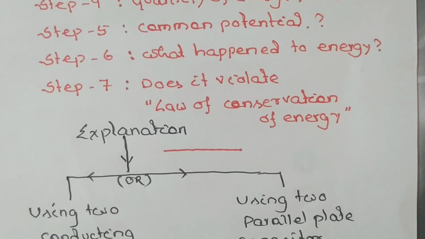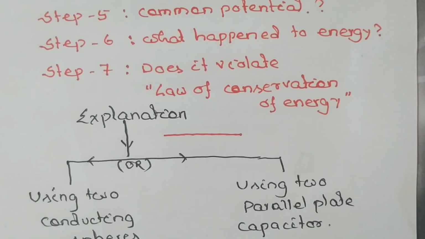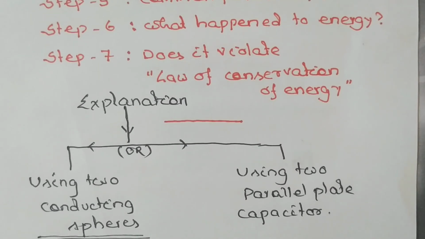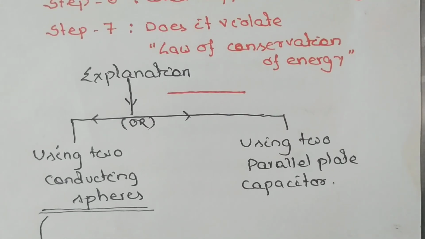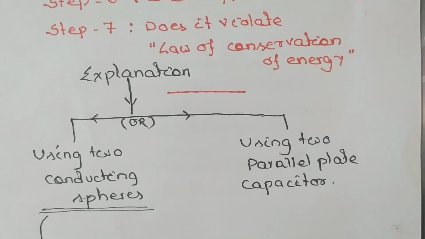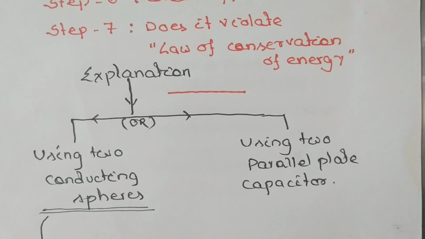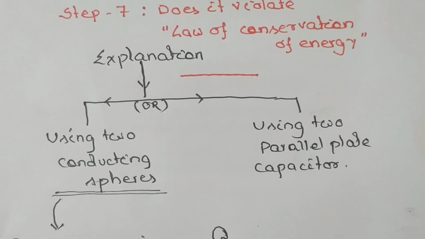then we will calculate the common potential, then what happened to the energy, and if there is a change in energy, either energy decreases or increases, then how much energy increased or decreased. Really there will be loss of energy, that part we will calculate. If there is loss of energy, how much energy has been lost because of this process.